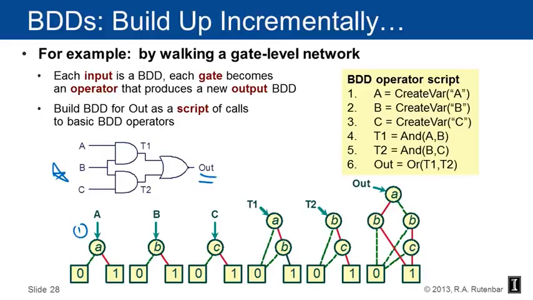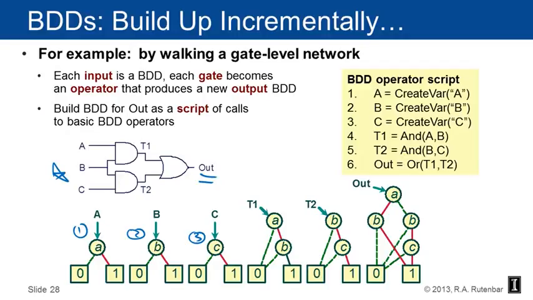And the second one is B, which is creating a variable B, and B is a function pointing to it. And the third one is a variable C, which is creating a function pointing to that. Each of those is a single node BDD, one vertex pointing to constant 0 and 1 children, low child and high child respectively. And then it gets interesting.